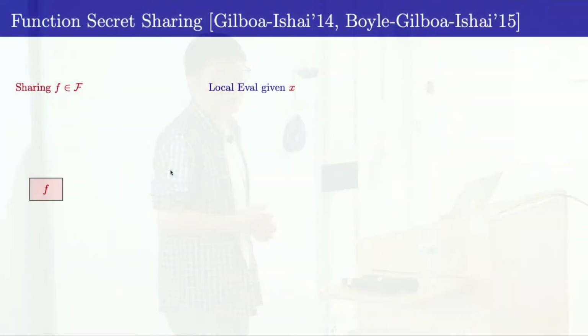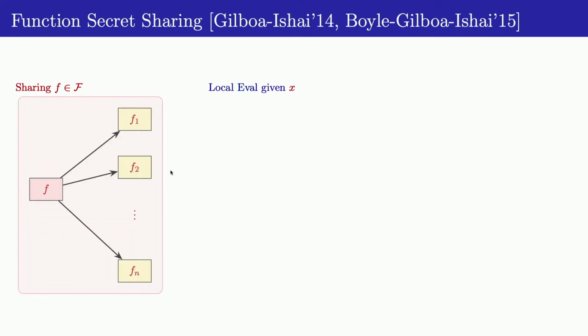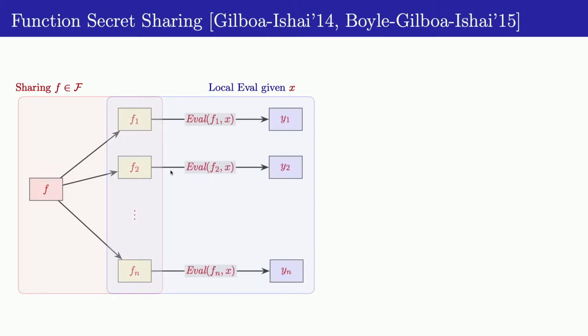So let's start. The primitive that we are interested in this talk is so-called function secret sharing, introduced by Mingyuan and Yvette. Here we have a trusted dealer who, given a function f from some family, will generate n shares, call them f1, f2 to fn, to n parties. These parties, taking the local share they got and the public input x, will do some local evaluation to generate shares y1 to yn. For correctness of the function secret sharing, we want the summation of y1 to yn to equal the function being shared, f, evaluated at the public input x.